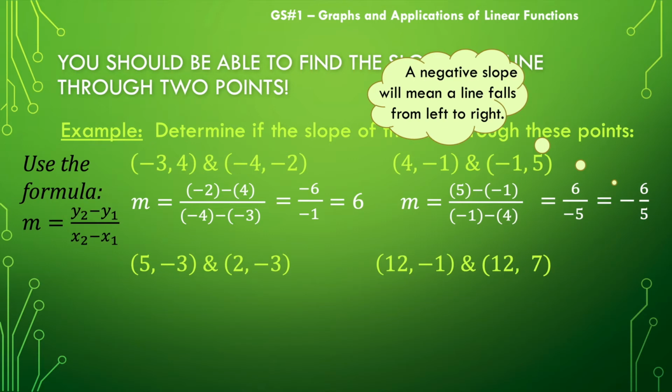Okay, and I could also think of this as negative 6 over positive 5. And if I thought about it that way, then I'd have a negative rise or down and a positive run to the right. But still you have a line that falls from left to right. Okay, take a second and calculate the slope of this next one. Calculate the slope of the line that goes through 5, negative 3 and 2, negative 3. Pause the video, write it down, and then restart your video.